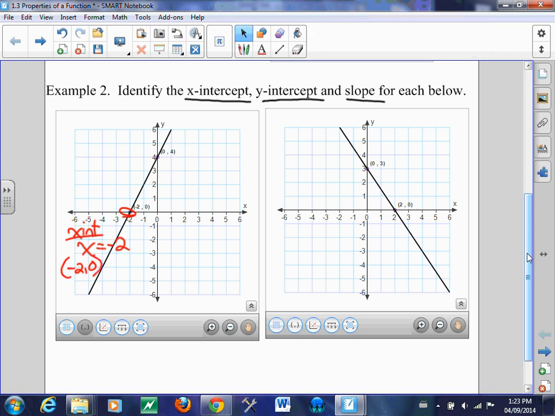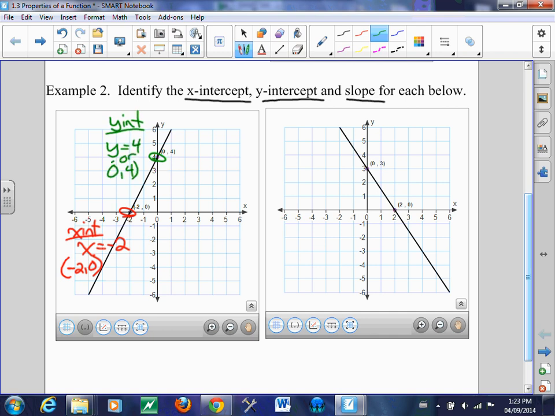Okay. The y-intercept, ladies and gentlemen, is right here. So you could say for the y-intercept, you could give me two answers. You could say y equals 4, or you could give me the ordered pair 0 and 4, depending on how you like to describe those. All right. Now, the other thing we need to do is take a look at the slope.